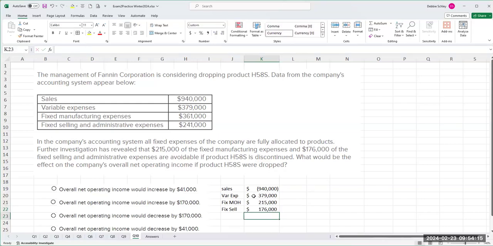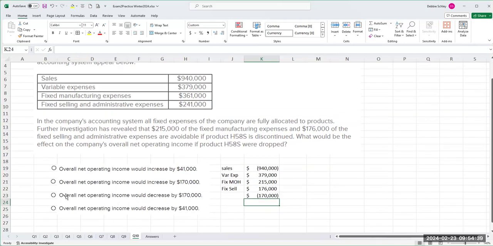So now because my sales is a negative because I'm losing sales and my expenses are positive because I don't have to pay them anymore, I can make Excel sum those numbers up for me. And then I will be able to see what the effect is. So the effect will be a decrease, right? Because it's negative $170,000.